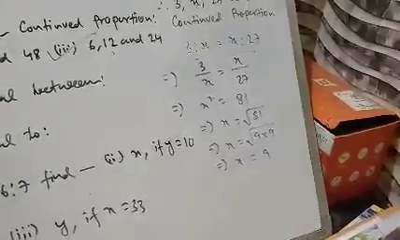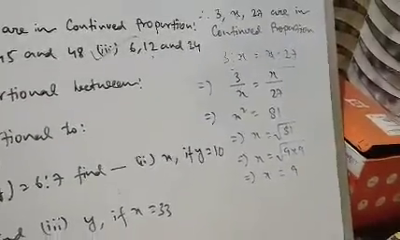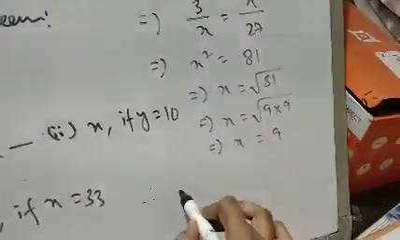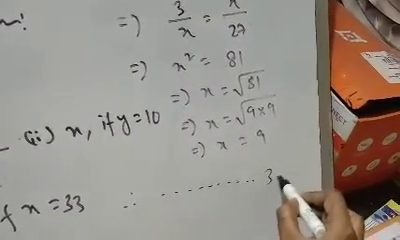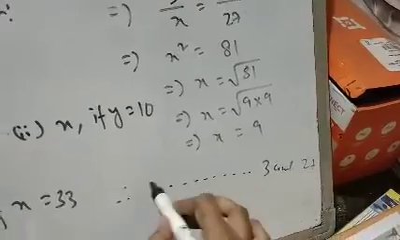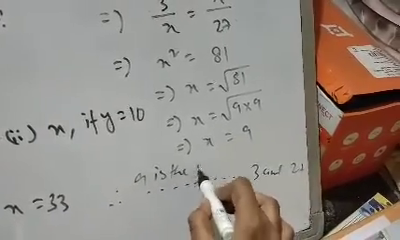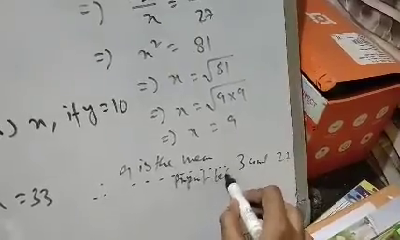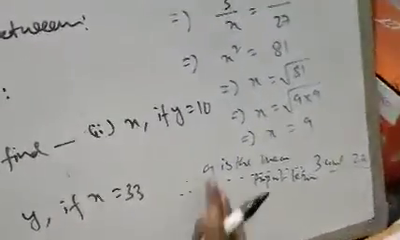So your answer is 9. Therefore 9 is the mean proportional between 3 and 27. Just write it here: 9 is the mean proportional between 3 and 27. That is the answer.